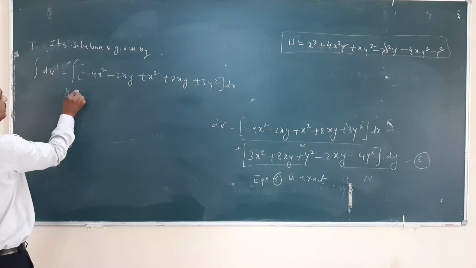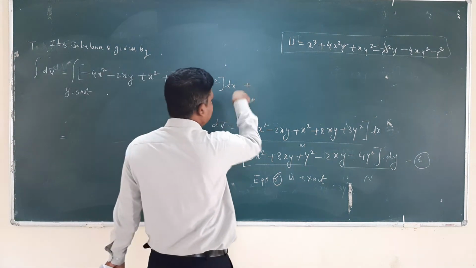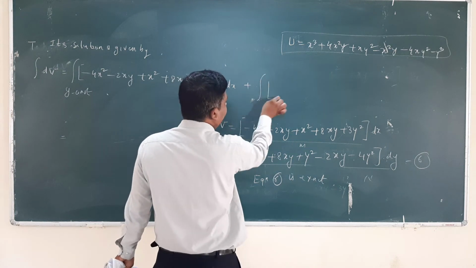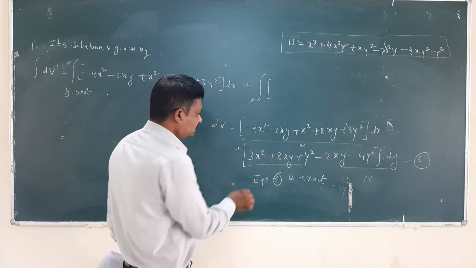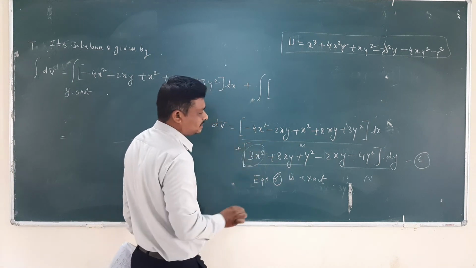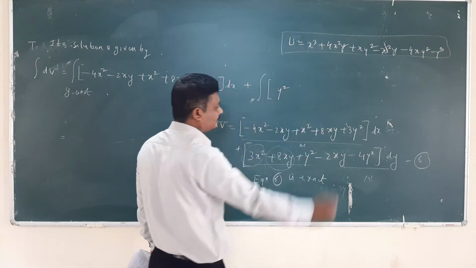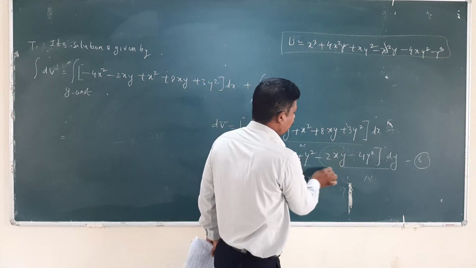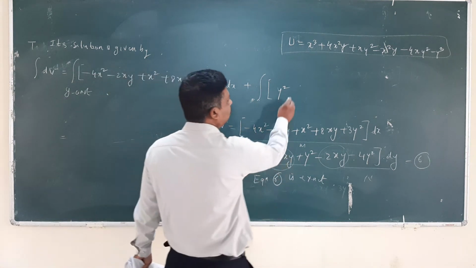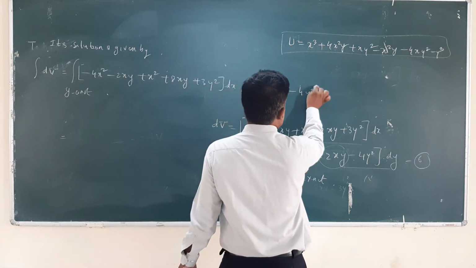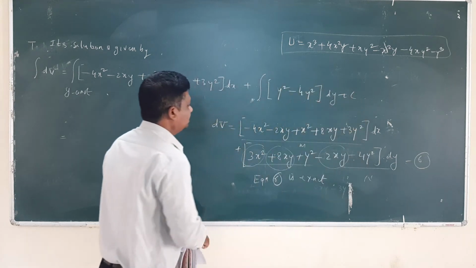So the condition is like this, we have to take y as constant, plus integration of terms in N which are free from x. The first term is not free from x, the second is also not free from x, the third y² is free from x, then again 2xy is not free from x, remaining is −4y² dy, plus integration constant c.